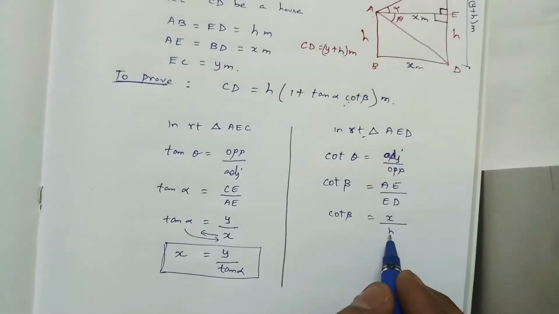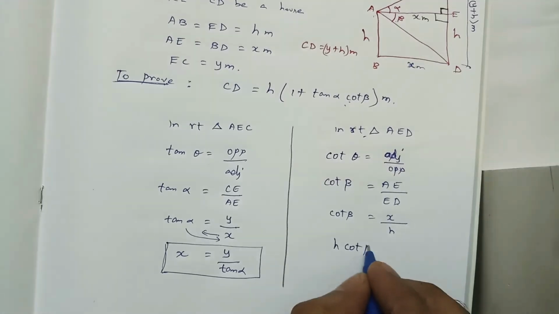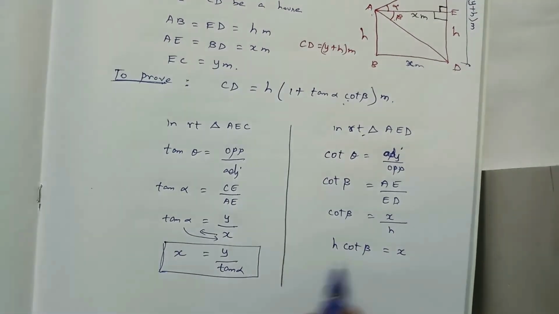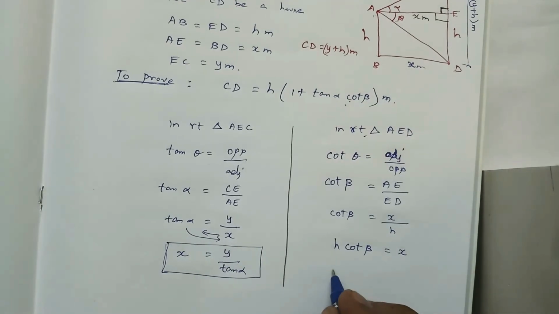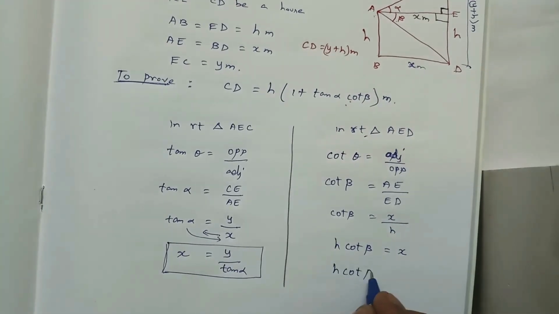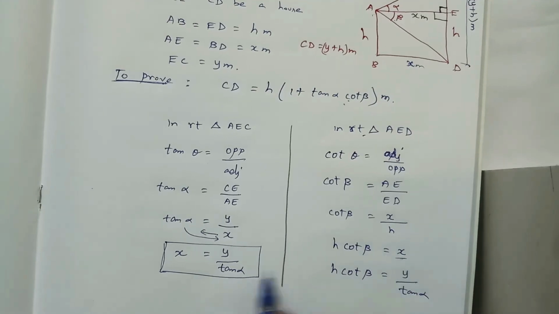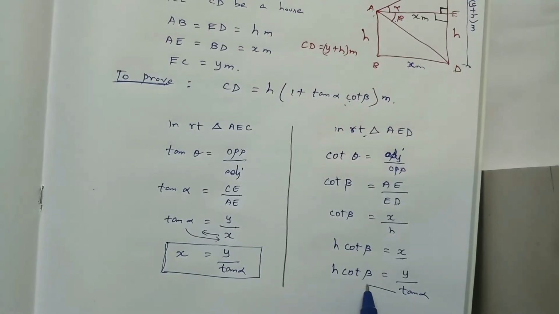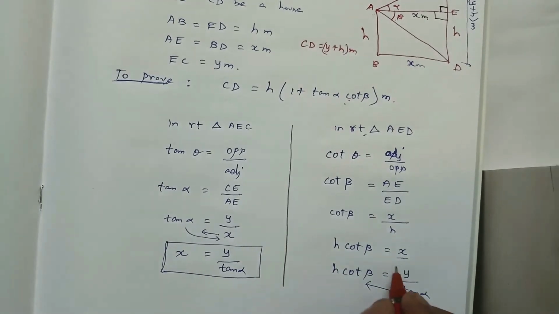So now we just take the H to the LHS. What is it? H cot beta is equal to X. Already we know the value of X, so I substitute the value of X here. What is X? X is nothing but Y by tan alpha. So H cot beta is equal to Y by tan alpha. Understood? I am just substituting here, and just taking this tan alpha to the LHS.